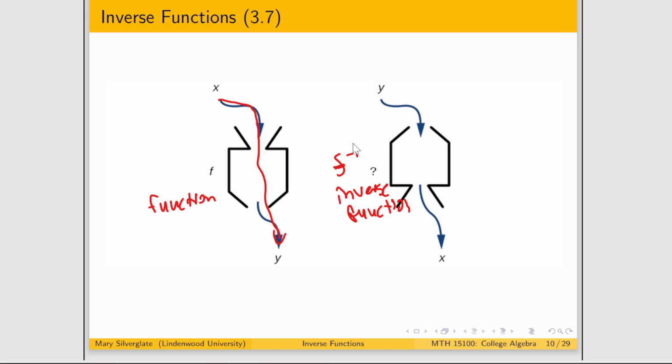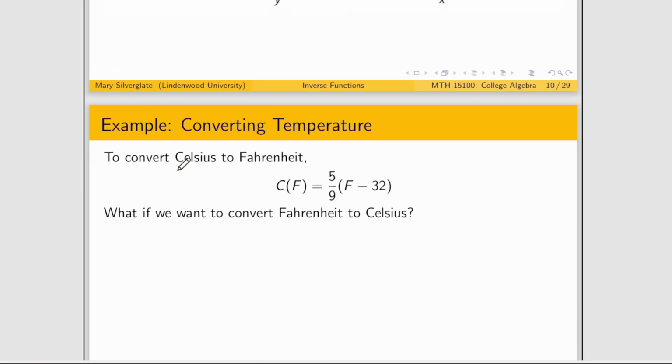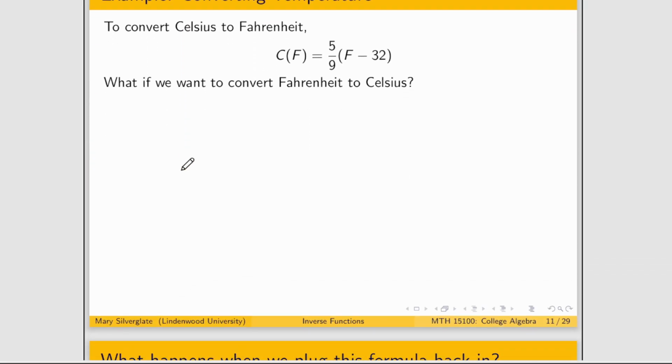So every time you see this little -1 on your function, keep in mind that's not asking you to raise it to the -1 power, that's asking you to invert it. So let's look at an example where we actually might be dealing with inverse functions.